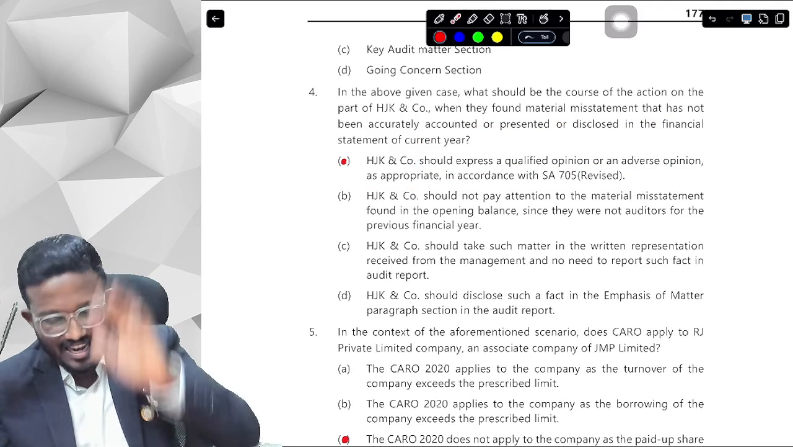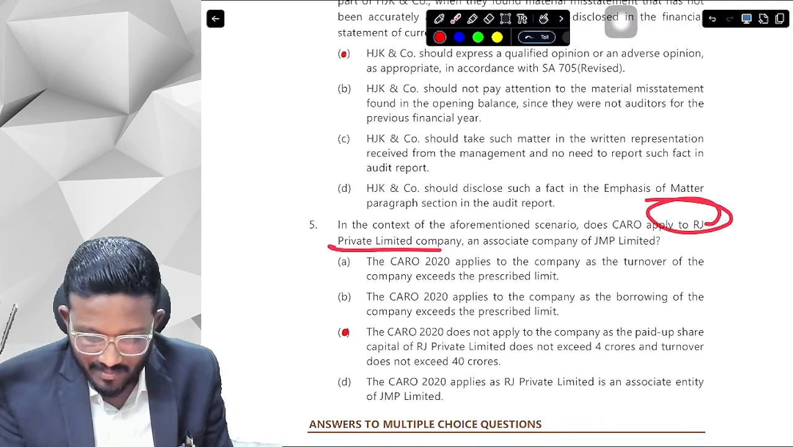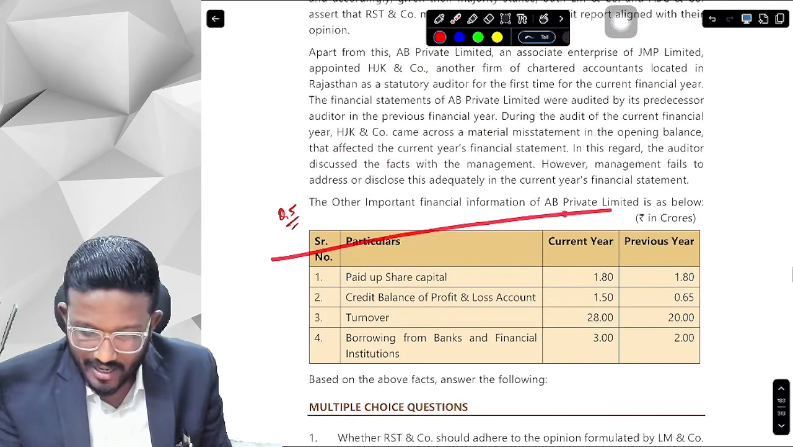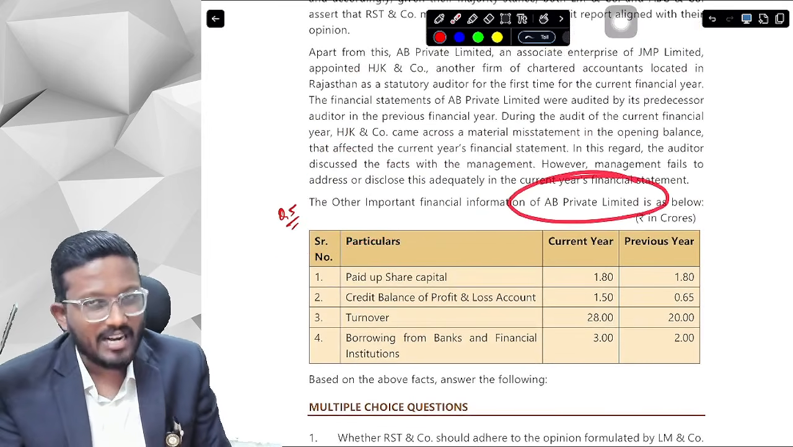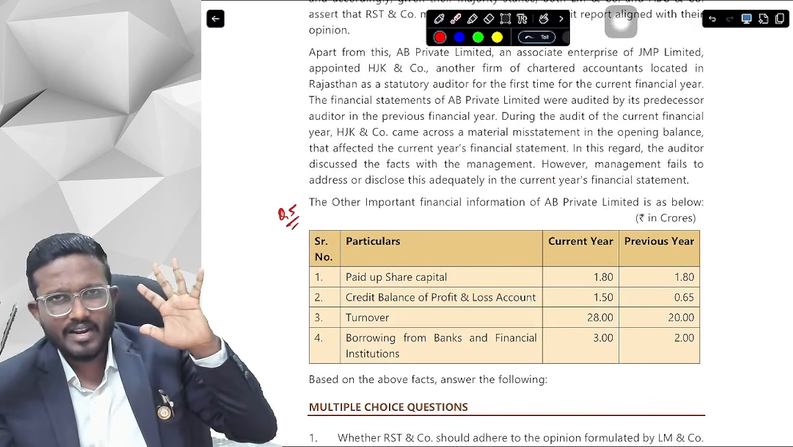Okay. Yes, sir. Lastly, in the context of the aforementioned case scenario, is CARO 2020 applicable to RJ Private Limited, an associate company of JMP Limited? So here this CARO 2020 is applicable? We are a private company. Okay, we are the associate company of a public company. That is nowhere covered in the CARO applicability.